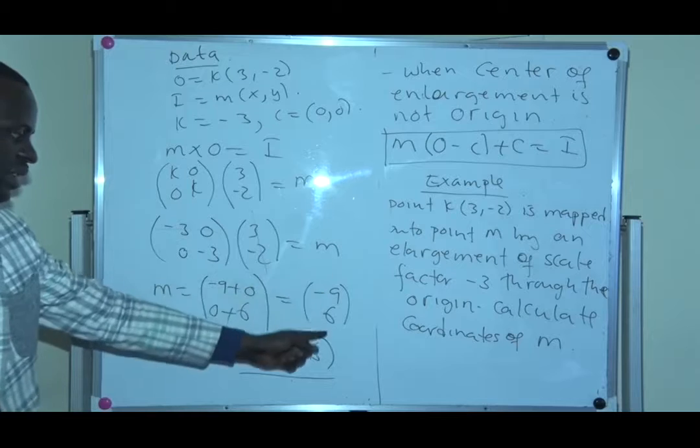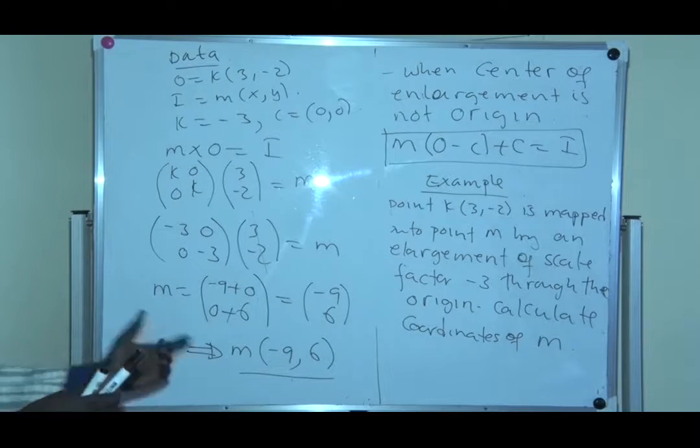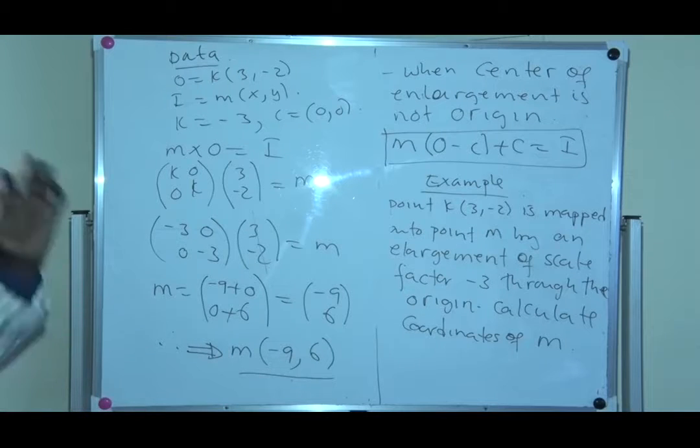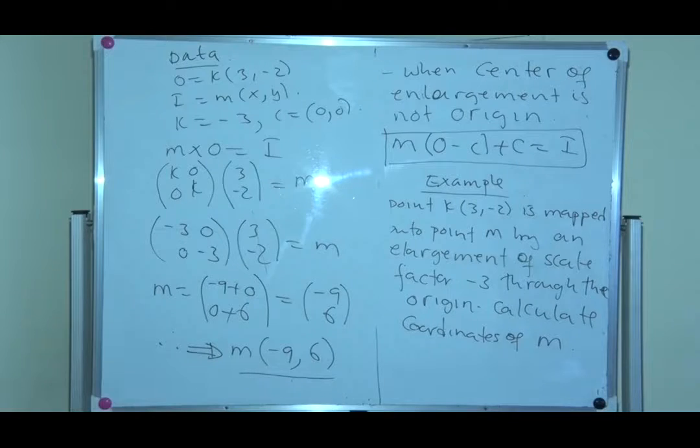Don't leave your answer as a vector. The image and the object are always written in coordinate form. So that's the first scenario you need to understand in that example.